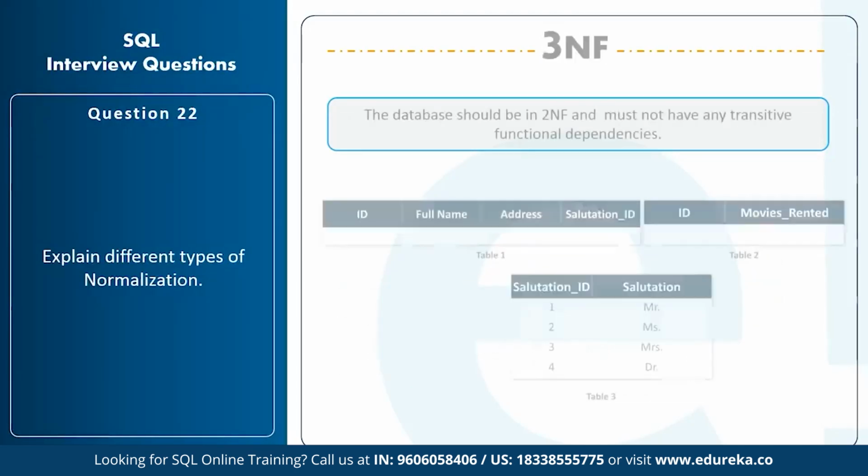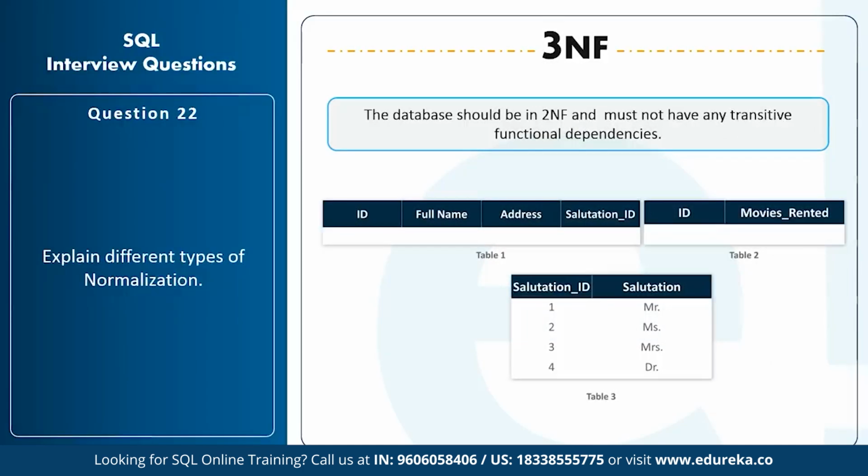Now moving forward to 3NF. For a database to be in 3NF, you need to make sure that your database is first in 2NF and must not have any transitive functional dependencies. So for that, you're going to further divide the 2 tables into 3 tables, as you can see on the screen. So we're going to have an ID, full name, address, and salutation ID. And also another table with ID, movies rented, column attributes, and the 3rd table with salutation ID and salutation. So basically, we're going to identify Mr. with 1, Miss with 2, Mrs. with 3, and Doctor with 4. So that's how we're going to get our tables to 3NF.